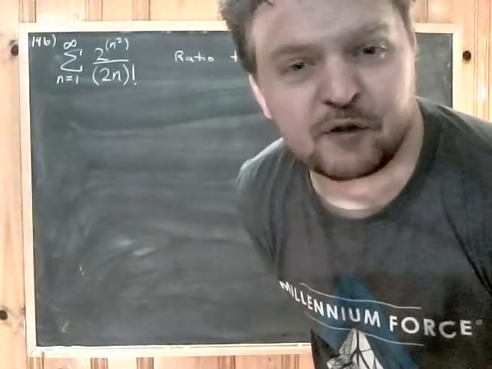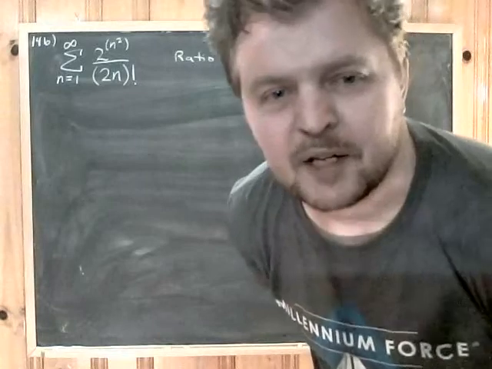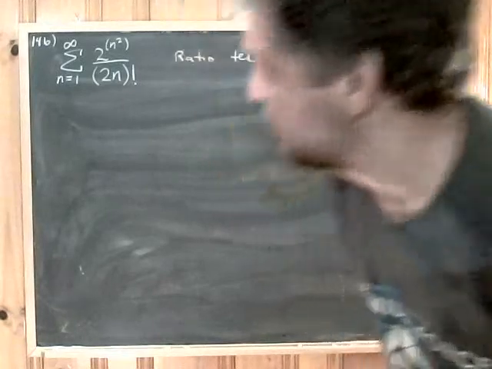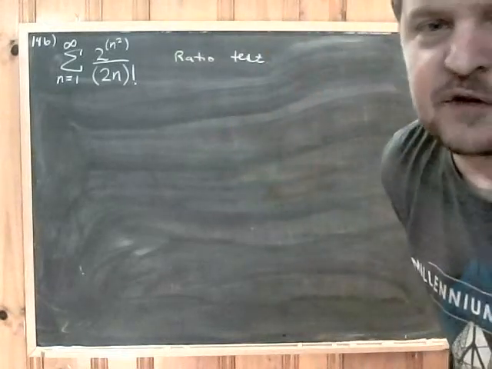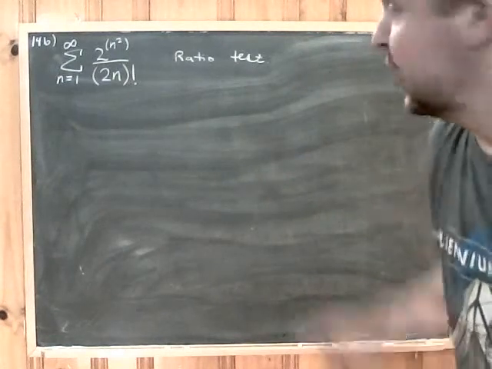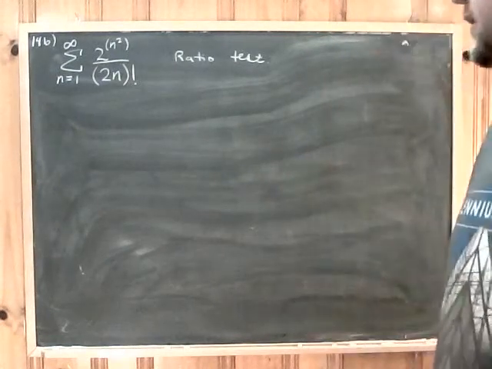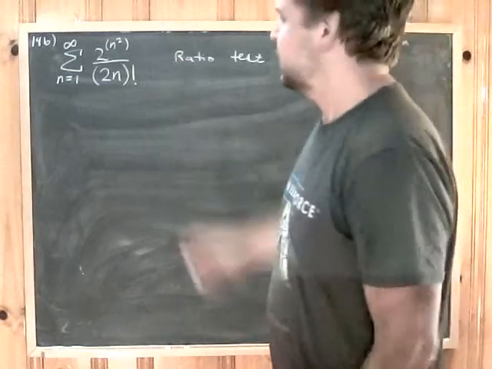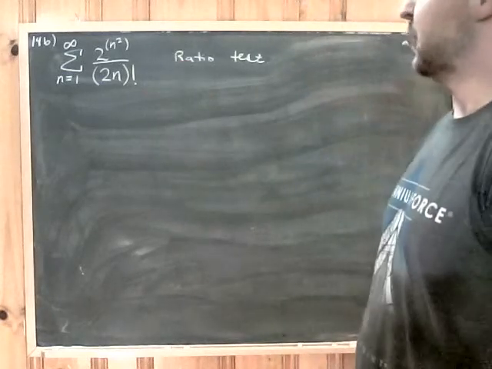Alright, here's a ratio test problem. This is 14B from the test review. So you have the answers to that, but I'll work it out step by step here. It is the sum of 2 to the n squared over (2n) factorial.